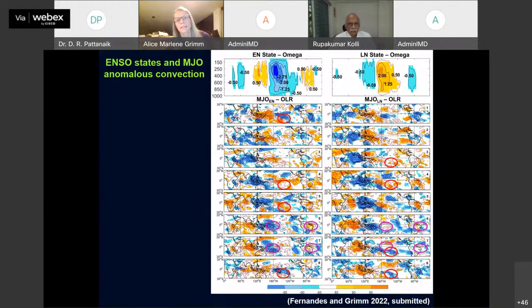So this influence of the background state of ENSO can, and there are many other examples, change the anomalies associated with different phases of the MJO.